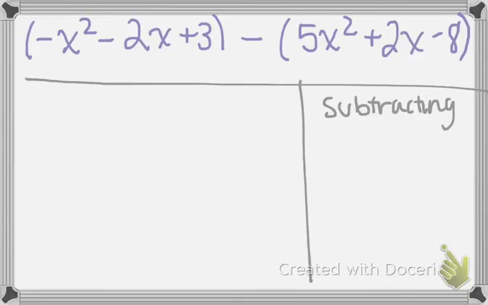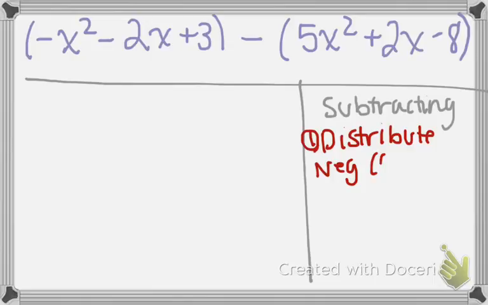I have negative x cubed now, I have negative x squared minus 2x plus 3 minus 5x squared plus 2x minus 8. When we're subtracting, the first thing we need to do is distribute the negative. When we're distributing the negative, we are essentially changing the signs of the second polynomial.